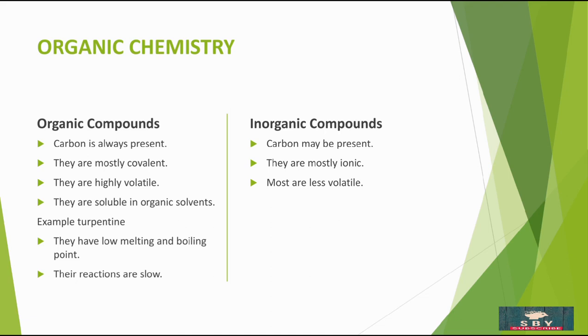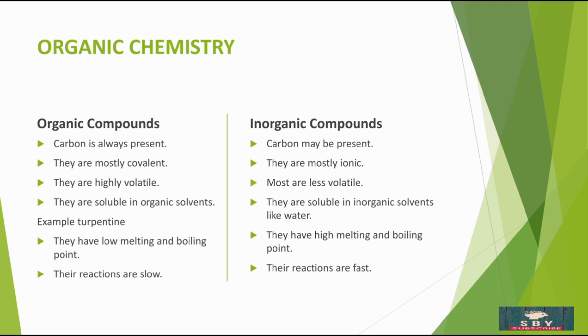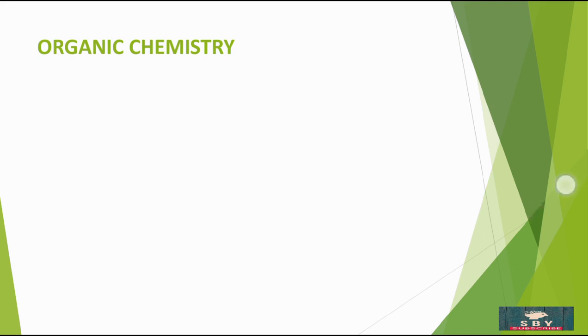So they are mostly less volatile. Comparing water to alcohol, alcohol is more volatile, because you can smell it as well. They are soluble in inorganic solvents like water. An example of an inorganic solute is salt, sodium chloride. Sodium chloride will dissolve in water. It means that sodium chloride will not dissolve in an organic solvent like turpentine. They have high melting and boiling points. Comparing water to alcohol, water has a higher melting and boiling point. Their reactions are fast. Reactions of inorganic compounds are fast.